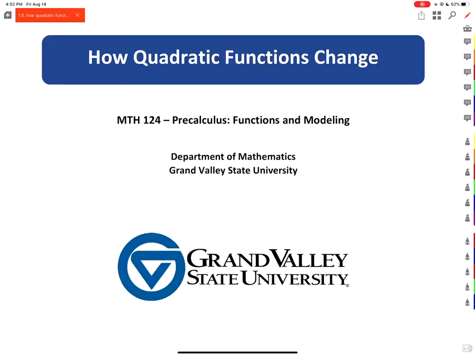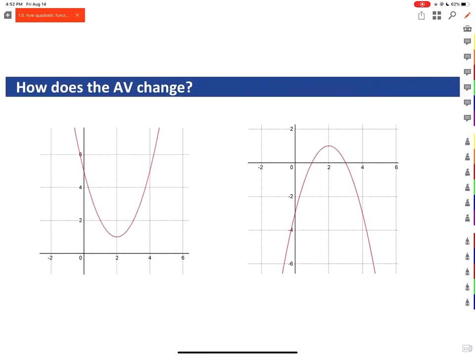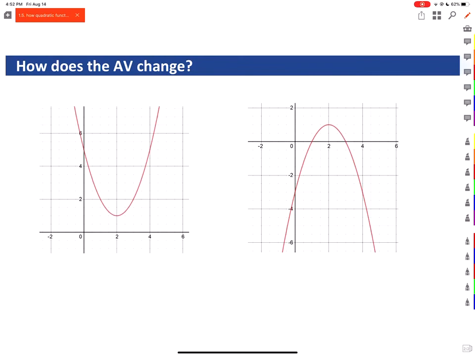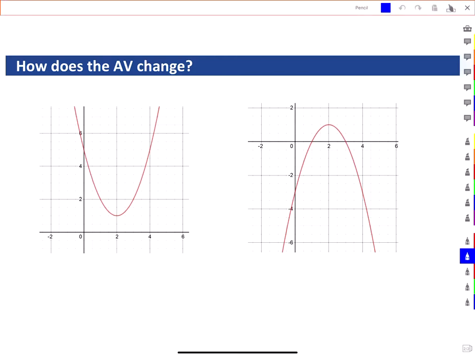Hello and welcome to a screencast about how quadratic functions change. So how does our average rate of change, you see why I wrote AV there? Yeah, it's a mouthful. All right, so I'm going to pick up my pen here on this graph on the left. So I'm just going to pick some intervals and we're just going to eyeball the average rate of change. Okay, and this is totally going to be a rough eyeball, so bear with me.